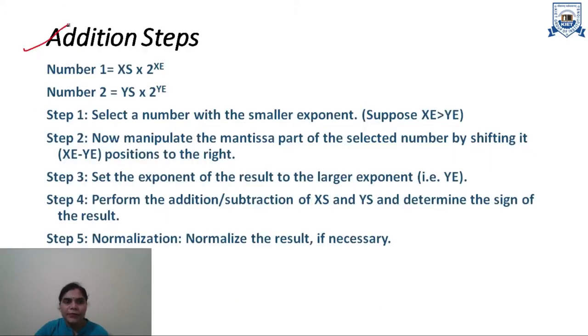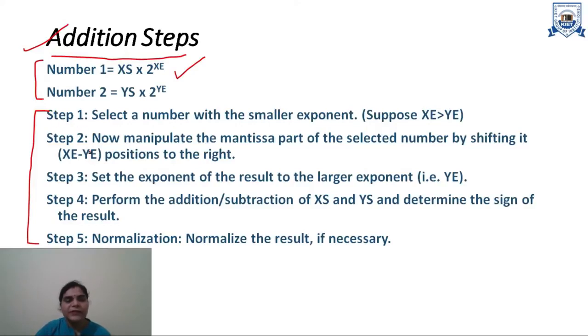For solving problems of addition of floating point numbers, we will follow these steps. Suppose two numbers are given, number 1 and number 2, and floating point numbers are represented in the form significand times base to the power exponent. Now the following steps will be followed for performing addition on floating point numbers.